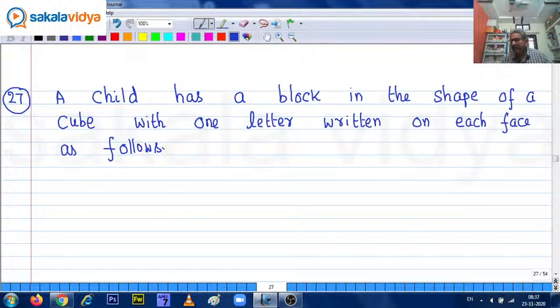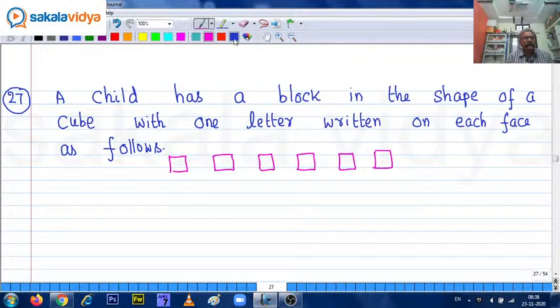In general the cube has 6 faces, and on each face one letter has been written. So like this: the first face, second face, third face, fourth face, fifth face, sixth face, on which the letters are written like this: A, B, C, D, E, again A. Let us come to the question part now.